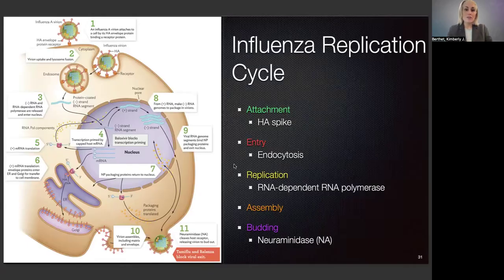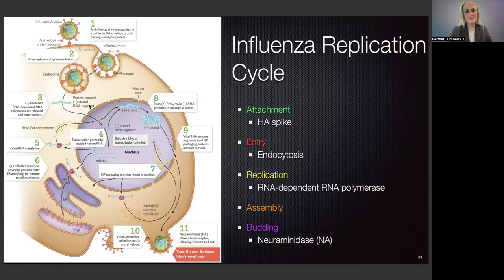Let's go ahead and look at influenza. So similarly, we're going to walk through the steps. We can start with attachment. Here we have our HA attachment. That's our envelope protein that works with the receptor here, tricks the cell to engulf it. Here we see endocytosis. It's being taken in. Here again, it's in an endosome. From that, we're going to go ahead and release the genetic information.